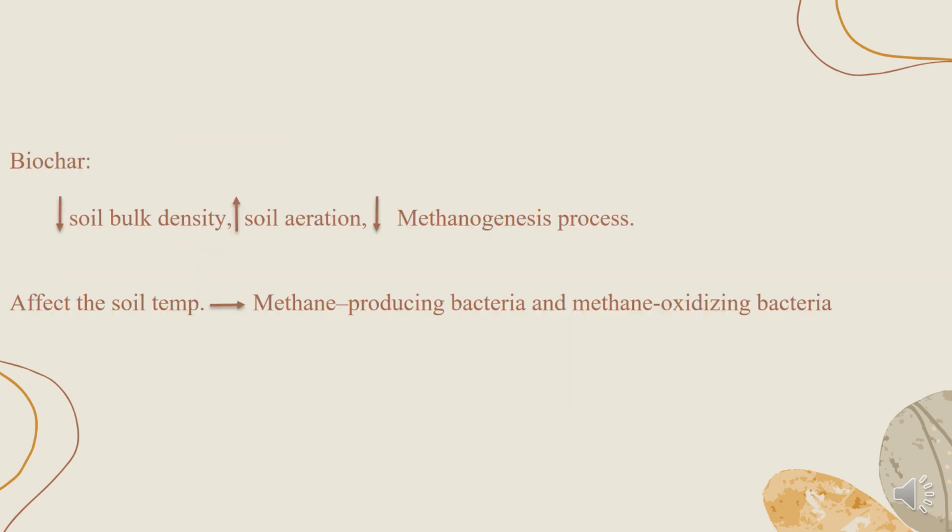And overall, the above results show a reduction in the methane emissions, and we can explain that because the application of biochar will decrease soil bulk density. Therefore, there will be an increase in soil aeration and a decrease in the methanogenesis process that will decrease the methane emissions. Another explanation is that the biochar will affect the soil temperature. Therefore, the methane producing bacteria and methane oxidizing bacteria activity will be affected also.